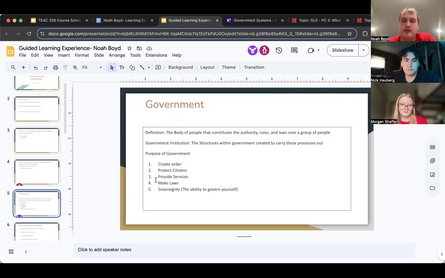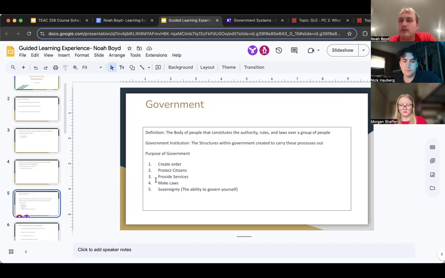We'll provide a definition of the government. So the government is the body of people that constitutes the authority, rules, and laws over a group of people. And then what we're talking about today is going to be the government institution, so the structures within government created to carry these processes out.